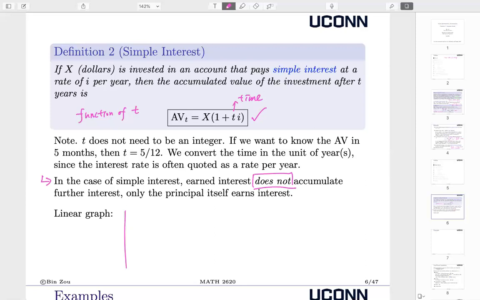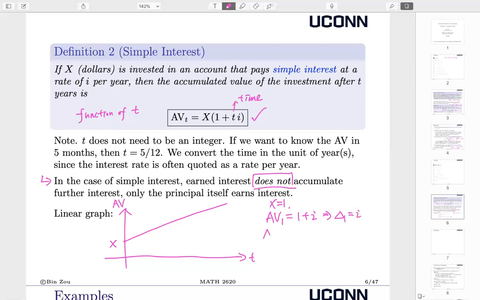So if we draw this graph, here is AV, here is T. At time 0 is X, right? And because this is a linear function, it goes this way, right? So at any given time, the interest is fixed. So what I mean is, let's take x to be 1, okay? Then I have my AV1 is 1 plus I. That means the difference over 1 year, so the interest earned in the first year is I.